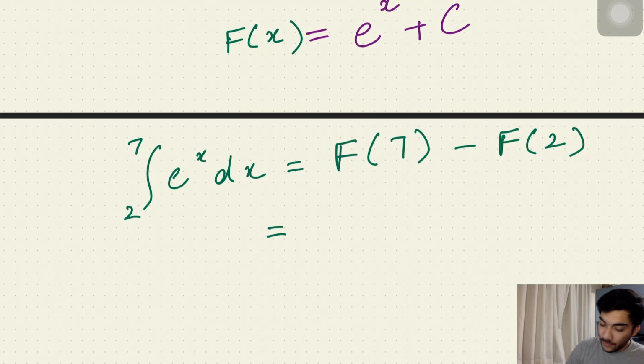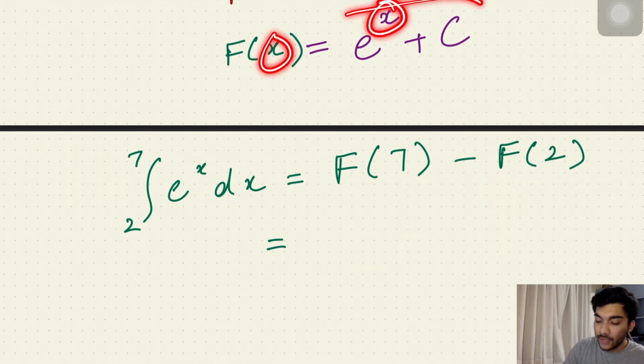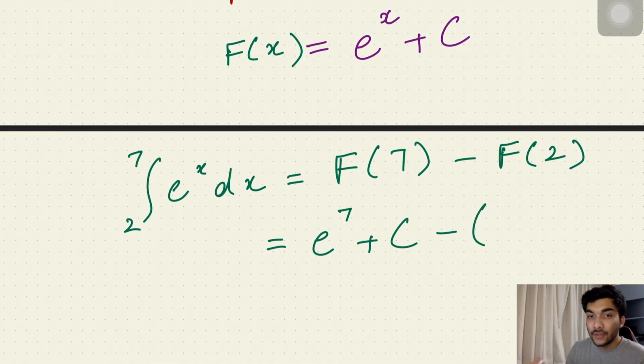If we calculate F of 7, we just have to substitute x equals 7, right? Because our x is equal to 7, we just have to substitute x equals 7 into this expression, which would be e to the power 7 plus c, right? And similarly, let's calculate capital F of 2. So in order to do that, we'll do the same thing. We'll substitute x equals 2 in the above expression, and you'll notice that it would become e squared plus c.